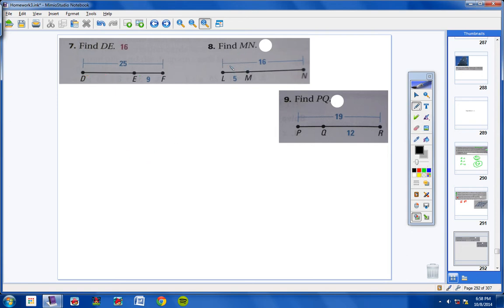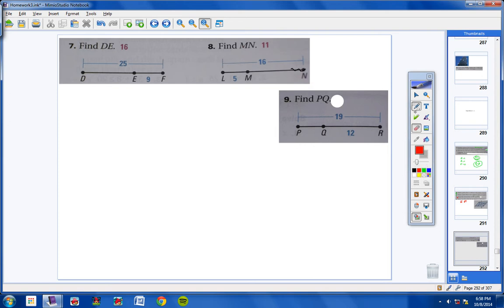Okay, the entire segment here all the way across is 16, okay? And this part right here is 5, okay? So this part right here must be 11, because 11 plus 5 is 16. Or in other words, you can take 16, that's the entire length of the segment, minus 5, which is part of the segment, and you will get 11, which is this segment right here. Okay? So the answer is 11.